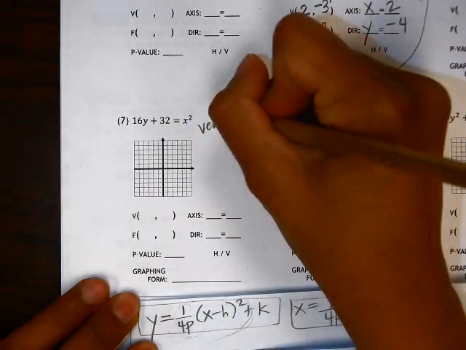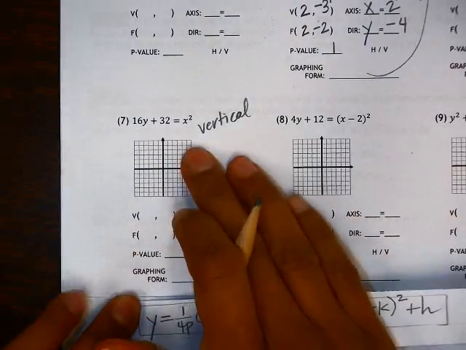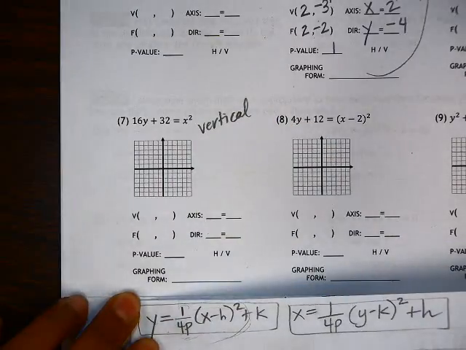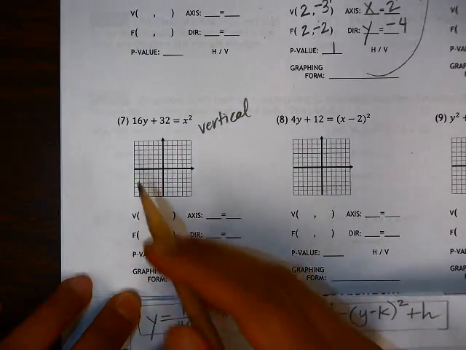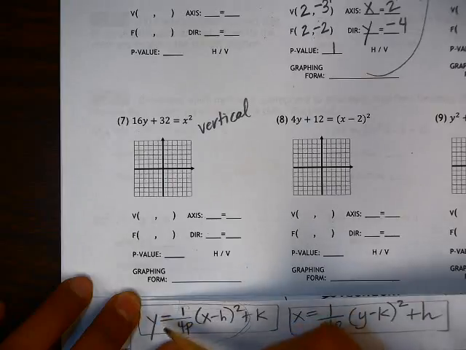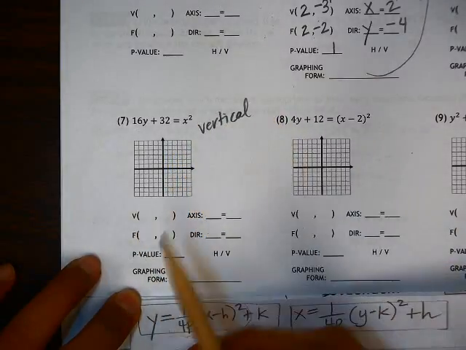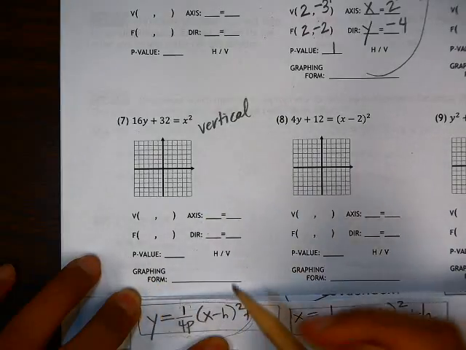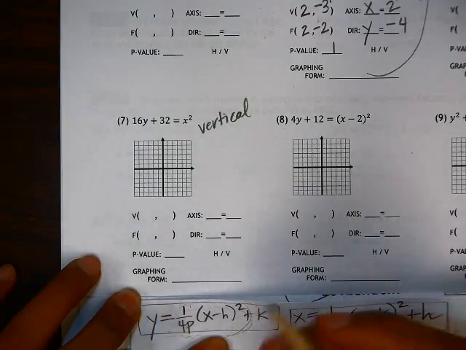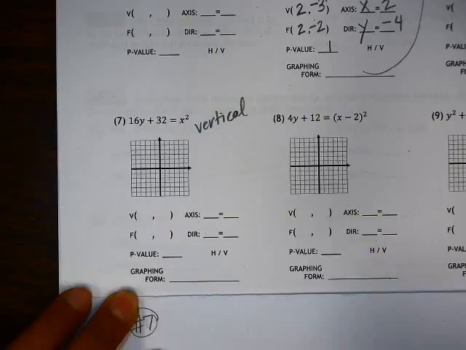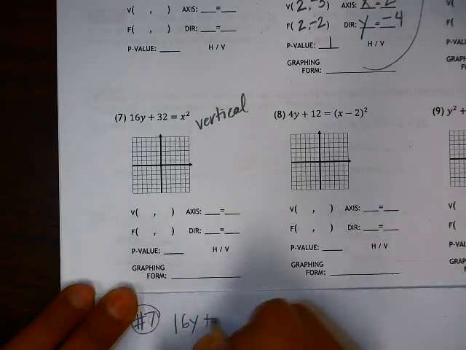I'm just going to write that down so that we can remember that throughout the problem. If we want to get this in graphing form, we want to isolate the y. The x is being squared, and there is no other x term. So we don't need to complete the square on this problem. So this actually shouldn't take too long.